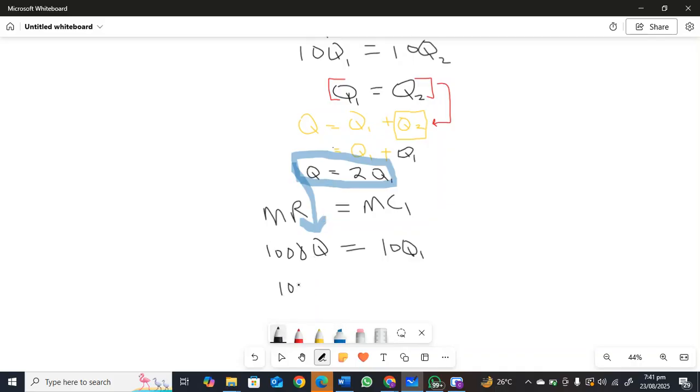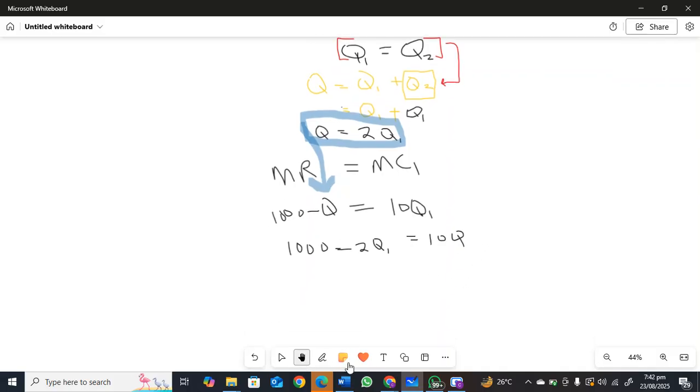Our marginal revenue is 1,000 minus Q, so it becomes 1,000 minus 2Q1, equals 10Q1. Then we can solve for Q1. We can find the value for Q1.